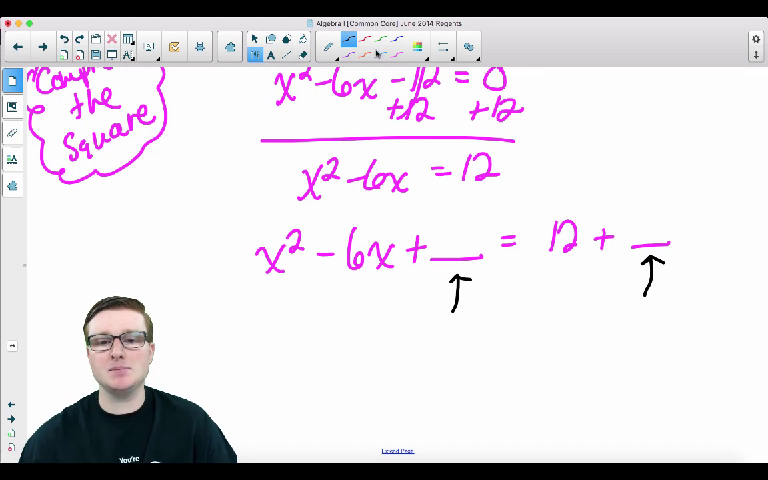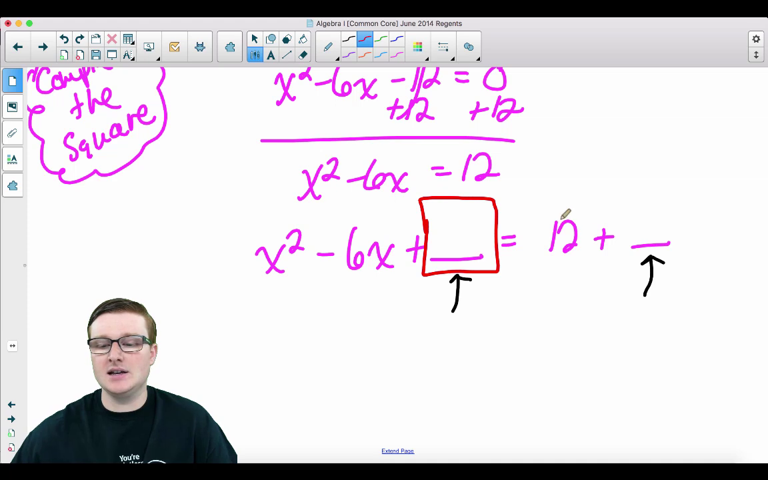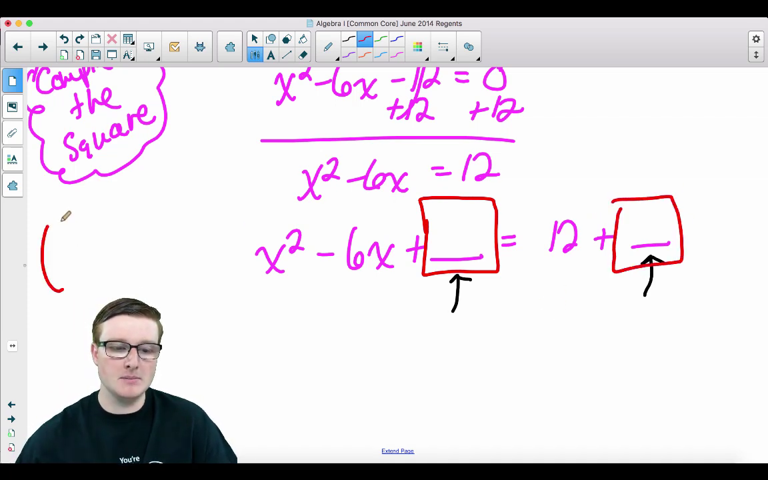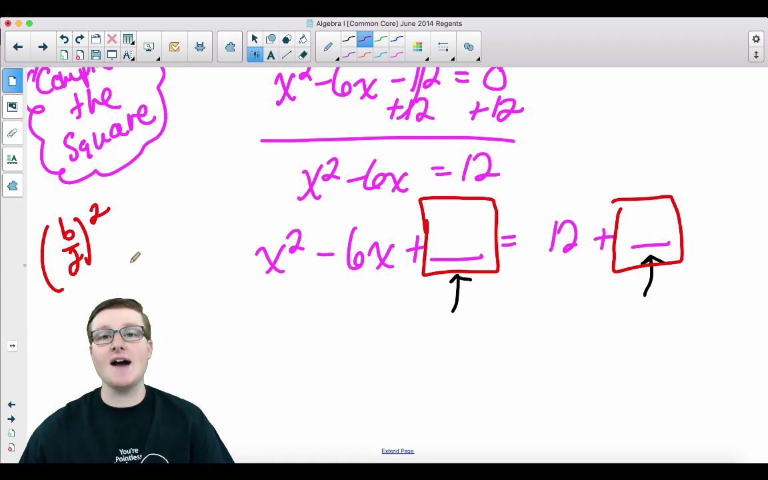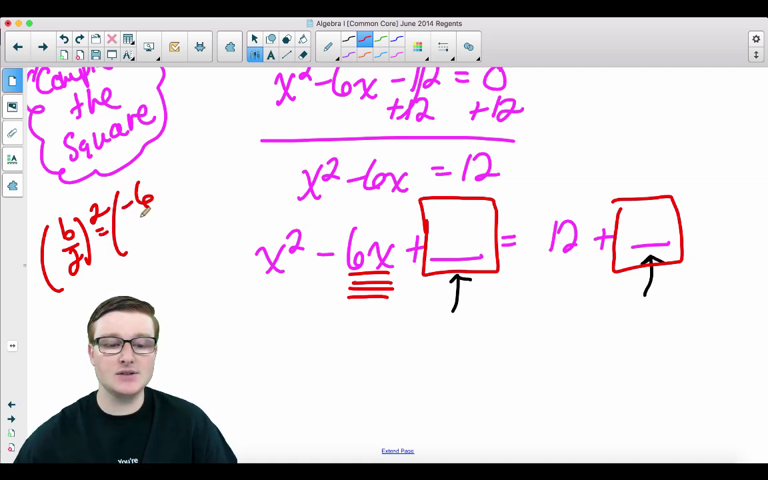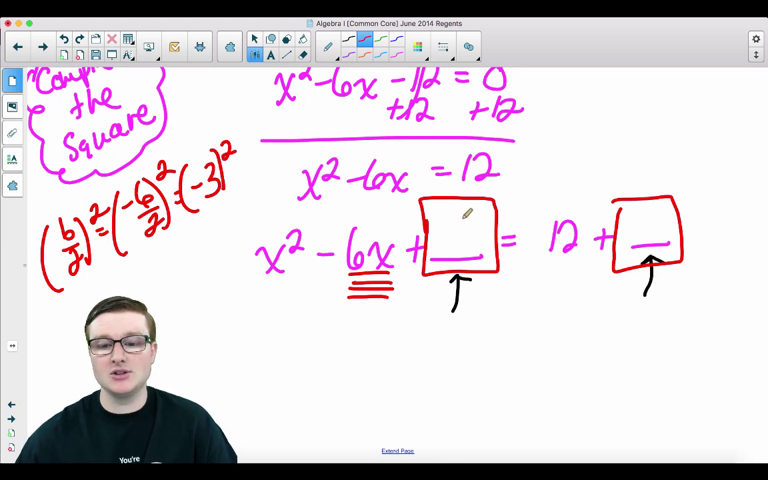So now we just added in these blank spaces. Well, how do we get what's inside these spaces? You learned a formula, b divided by 2 squared, when you complete the square. You take half of the linear term. This is your linear term, folks. So I take half of negative 6, and you square it. Negative 6 divided by 2 is negative 3. Negative 3 squared gives you a value of 9. So 9 goes in the boxes.